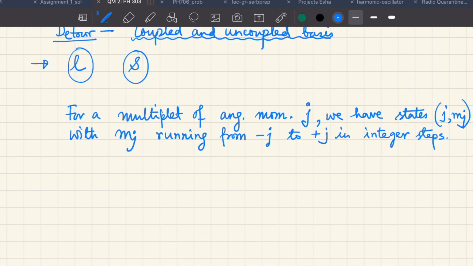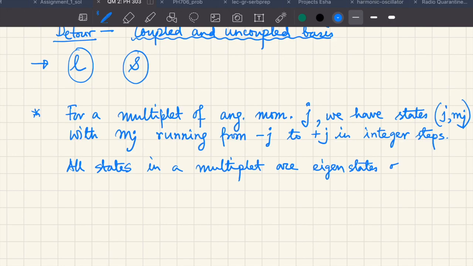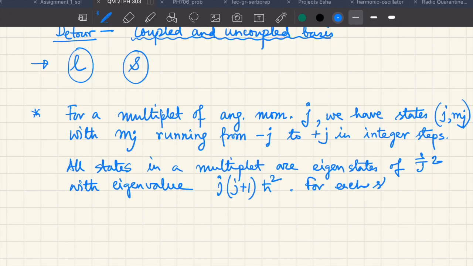Now all states in a multiplet are eigenstates of j square, with eigenvalue j into j plus 1 h cross squared, and for each state jz has the eigenvalue h cross mj. That's it.